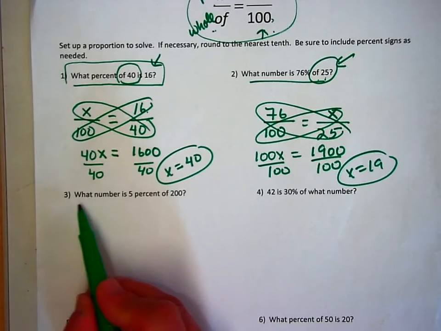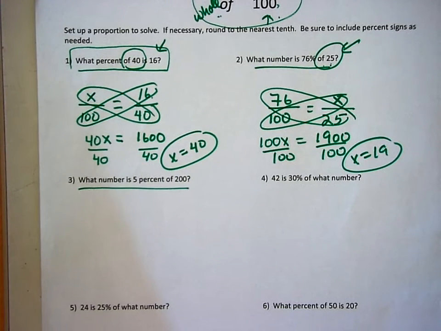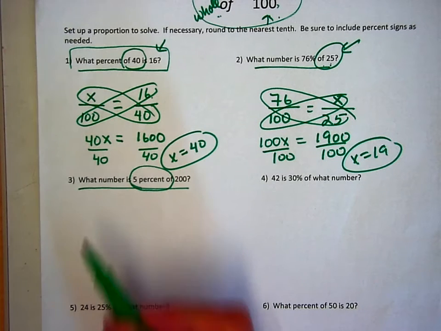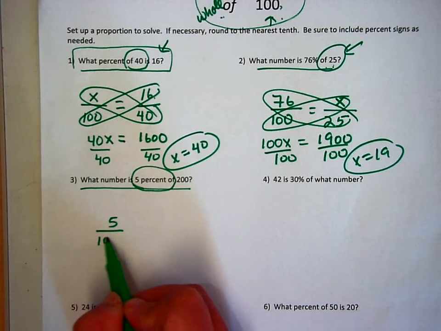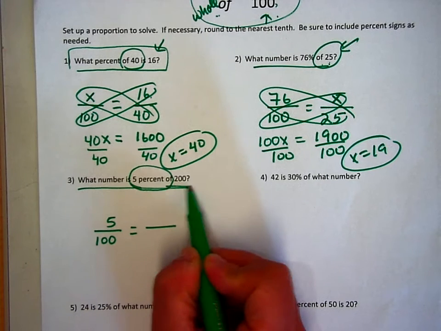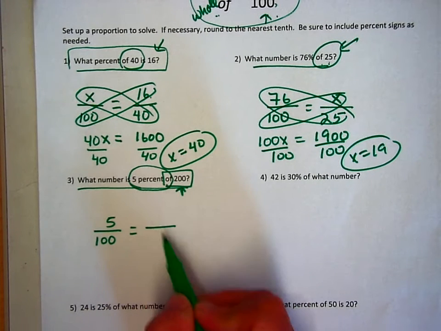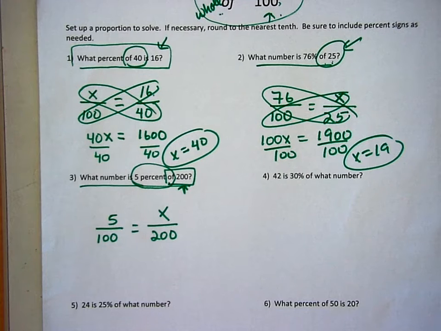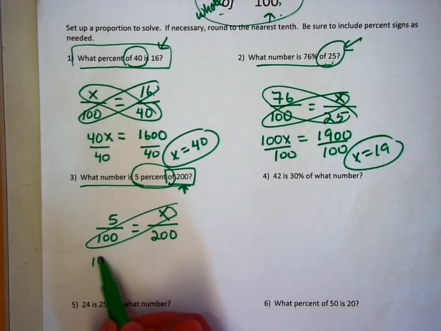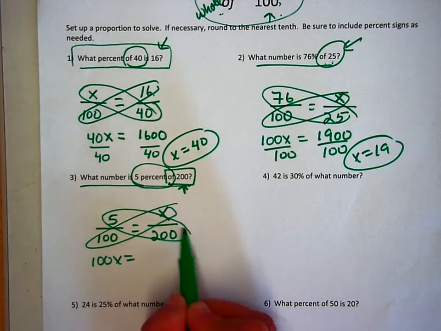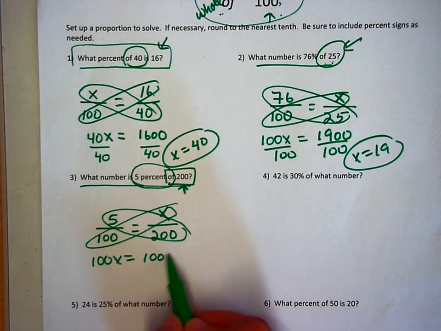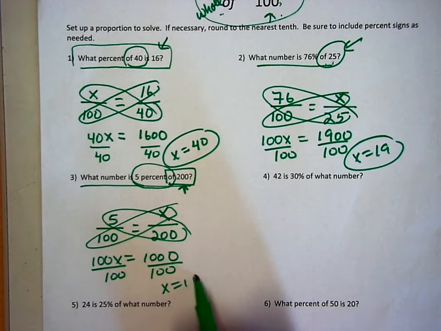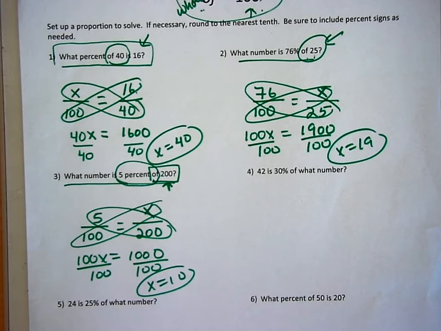Okay, the next one. What number is 5% of 200? Again, one of your ratios should be your percentage. So 5% is 5 out of 100. The total is the number that always comes after of, so the 200 is your total, and the part goes on the top. Cross multiply, 100x equals 5 times 200 is 1,000. Divide, divide, so we get x equals 10. So 10 is 5% of 200.